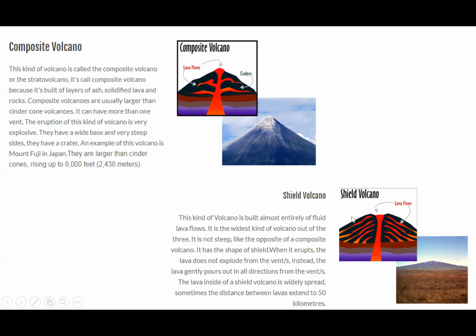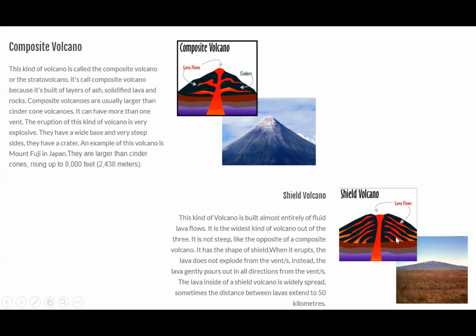But the lava in a shield volcano is quite liquidy, it flows quite freely. In a composite volcano, it's quite sticky. It's a bit like treacle. Whereas in a shield volcano, it's more watery. So it erupts, the lava spills out freely, it spreads a long way, and it creates these kind of gently sloping, domed volcanoes that look a bit like a shield. That's why we call it a shield volcano.